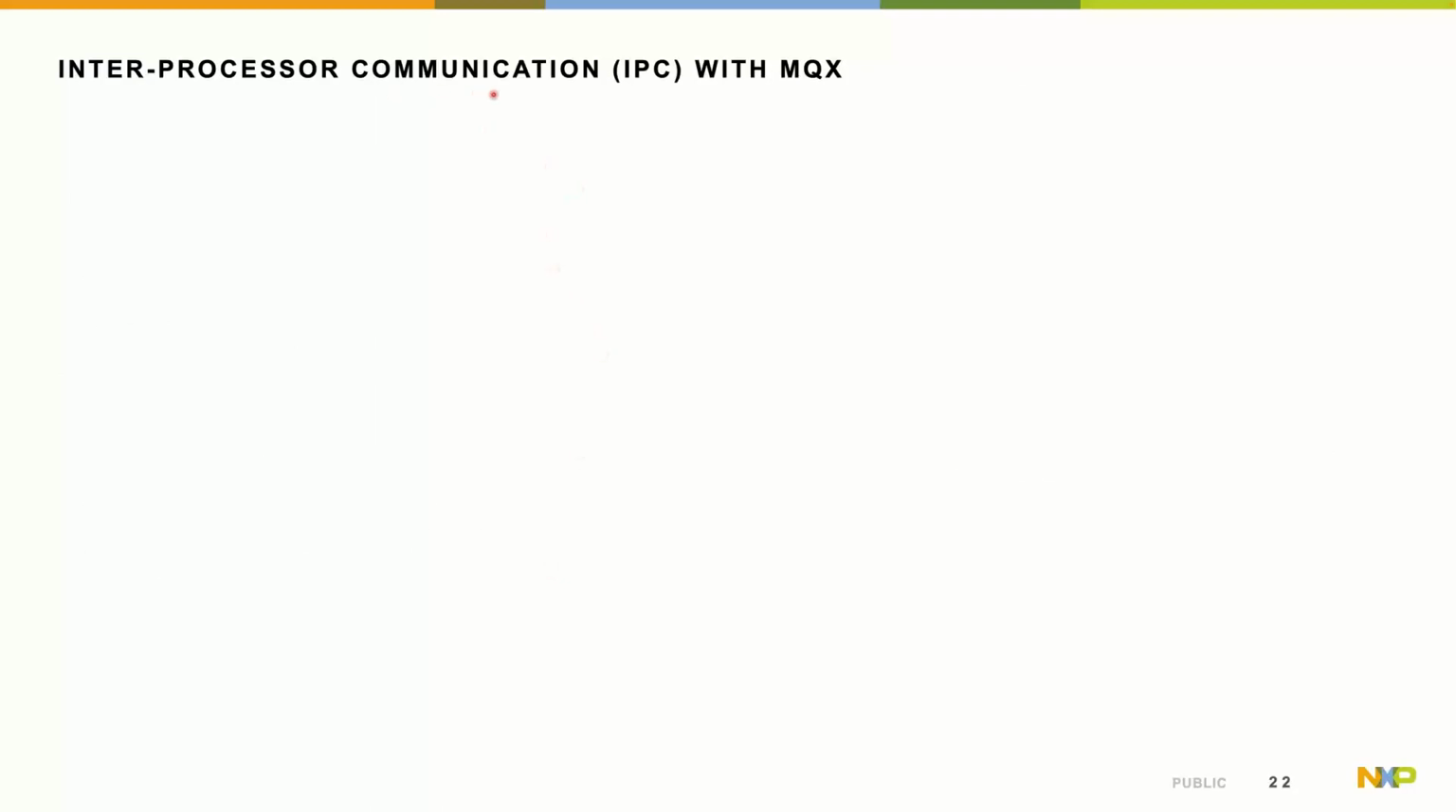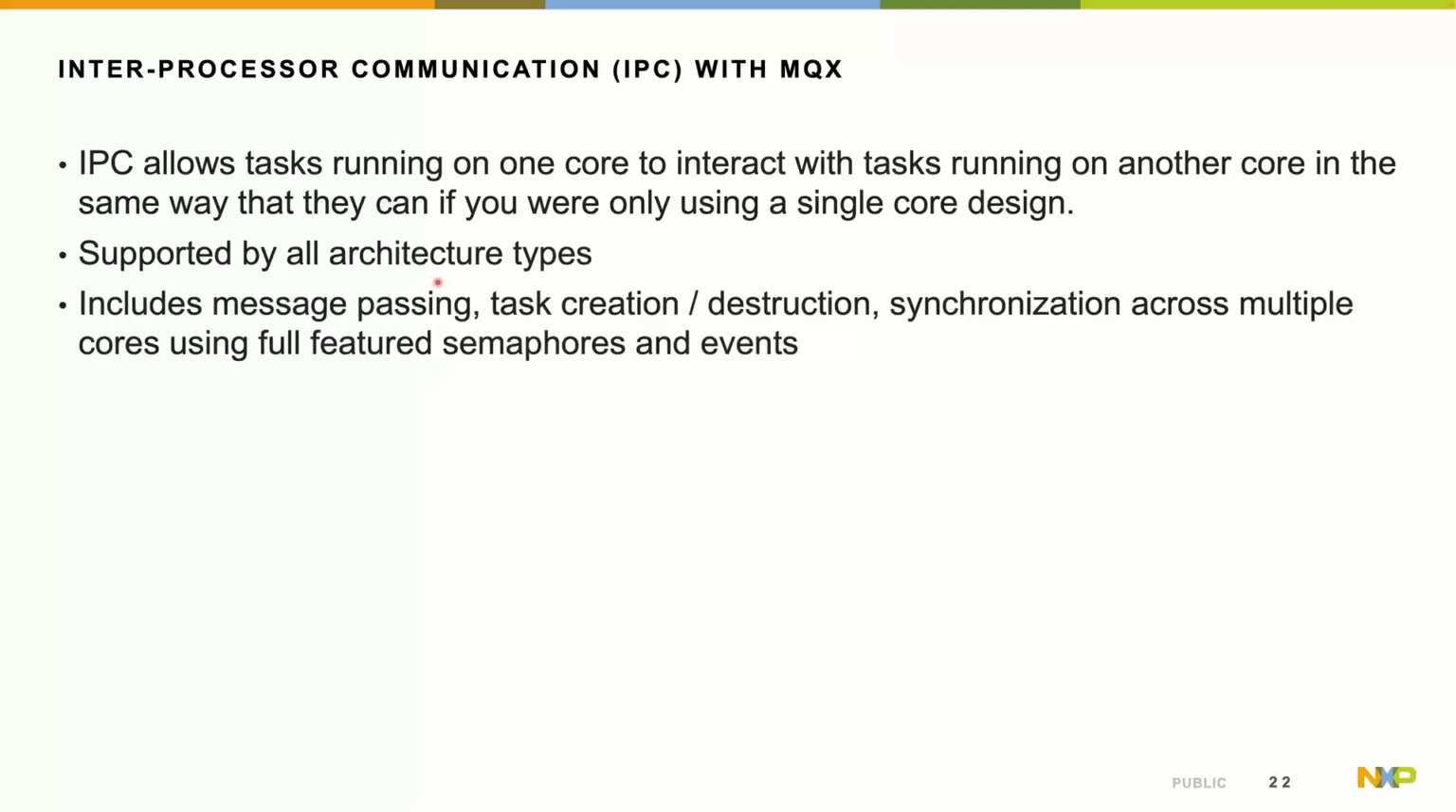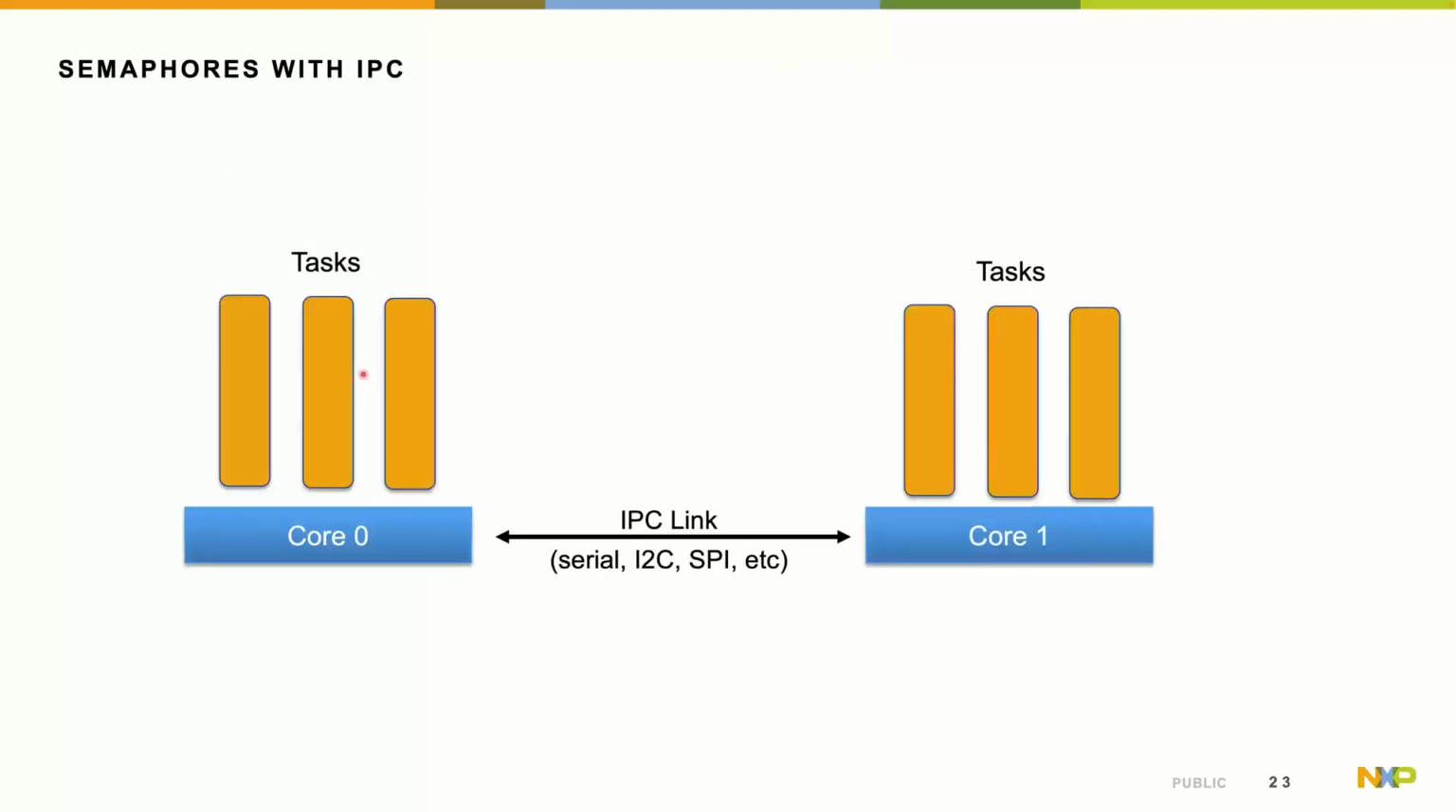And so a bit more on this IPC communication layer. It is a means of allowing tasks on one core to interact with tasks on another core in the same way and as easily as they can with tasks on the same core. So this is supported by all different architecture types, and includes message passing, task creation and destruction, and synchronization, but to keep in mind, you have to use what we call the full-featured version of semaphores and events. MQX also includes a lightweight version of both these features, but for intercore communication, you would need to utilize the full-featured version. And I've got a couple of animations here just to highlight how this works.